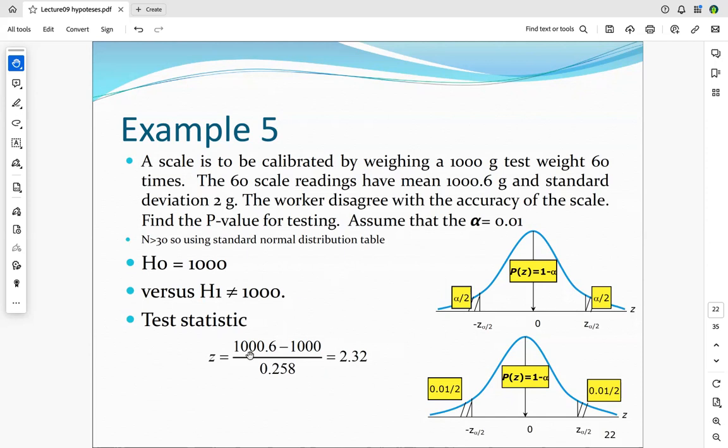First we set the test statistic: the mean of the 60 scale readings minus the standard one, 1,000, over the standard deviation divided by the square root of 60. Also, because this is more than 30 samples, we use the standard normal distribution table.